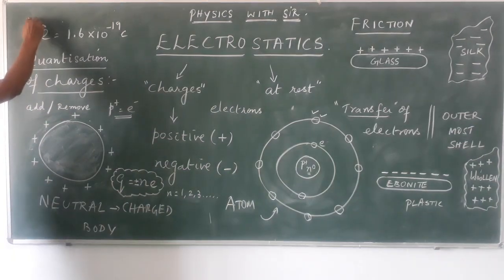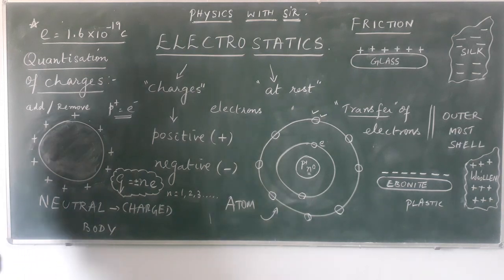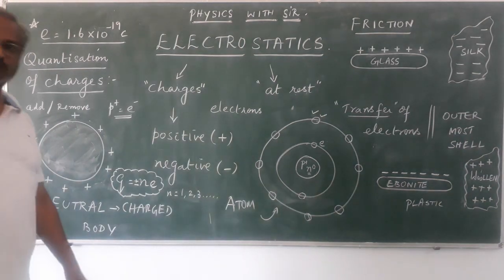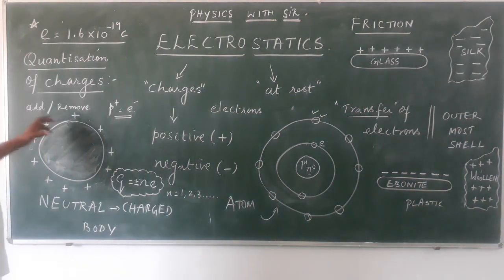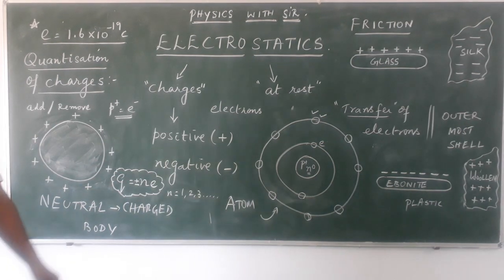Remember very clearly, the electronic charge is 1.6 into 10 power minus 19 coulomb. And the quantization of charge is given by Q is equal to plus or minus ne.